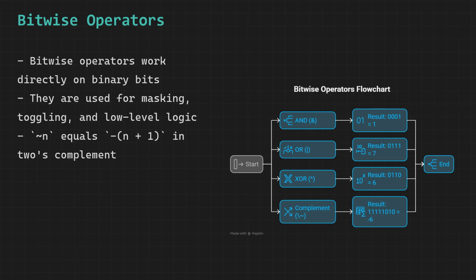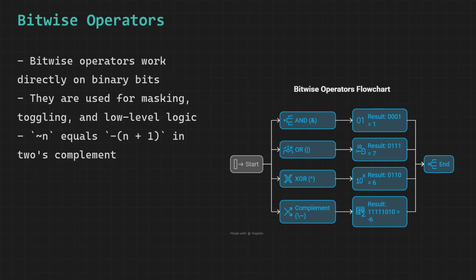Pipe | for bitwise OR gives a result bit of 1 if either bit is 1. 0101 OR 0011 gives 0111, which is 7. This is used to set specific bits to 1. Caret ^ for bitwise XOR gives a result bit of 1 only if the two bits are different. If both are the same, both 0 or both 1, the result is 0. 0101 XOR 0011 gives 0110, which is 6.